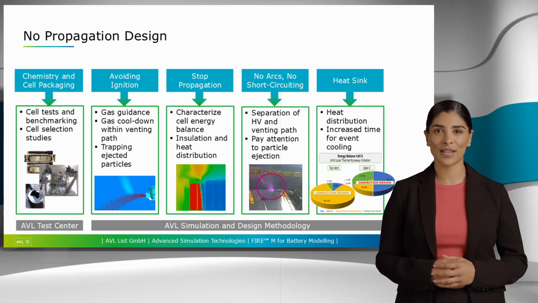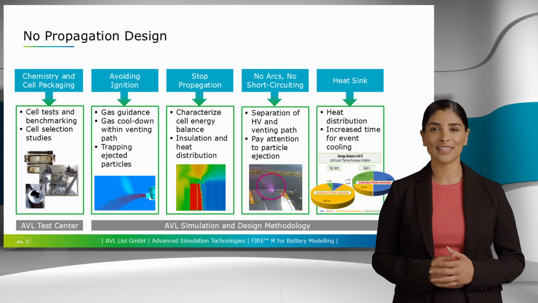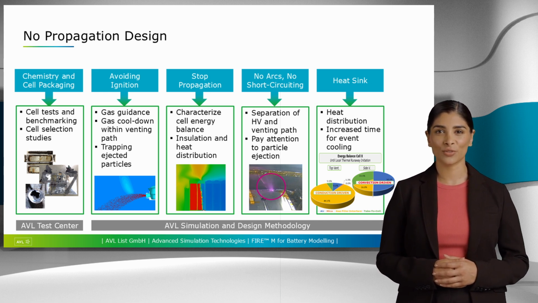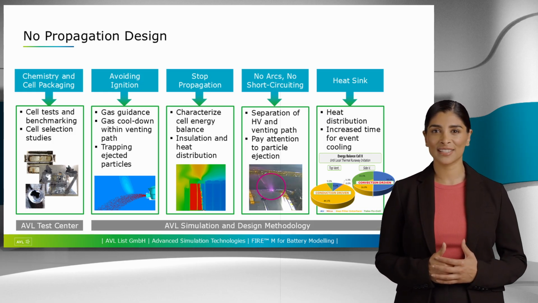Also, we want to capture ejected particles, as they can potentially ignite the venting gas. Another ignition source are electrical arcs occurring because of short circuits. The high voltage path, therefore, must be separated from the path venting gas takes in case of a cell thermal runaway. The proper use of insulation material could slow down and limit cell-to-cell propagation.